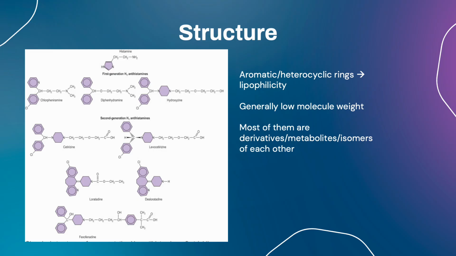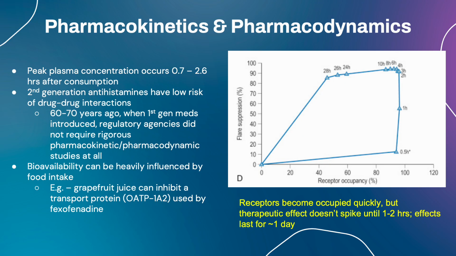So just a quick overview of the structure. You can see here that they have a lot of aromatic rings, a lot of heterocyclic rings, and generally it's a pretty lipophilic molecule, pretty low weight as well. But a lot of these antihistamines are mostly just derivatives of other antihistamines. So cetirizine and levocetirizine are obviously just enantiomers at that chiral center. Some of these are breakdown products of other ones. But they are quite distinct from the first generation ones functionally, even if they are quite similar in appearance.